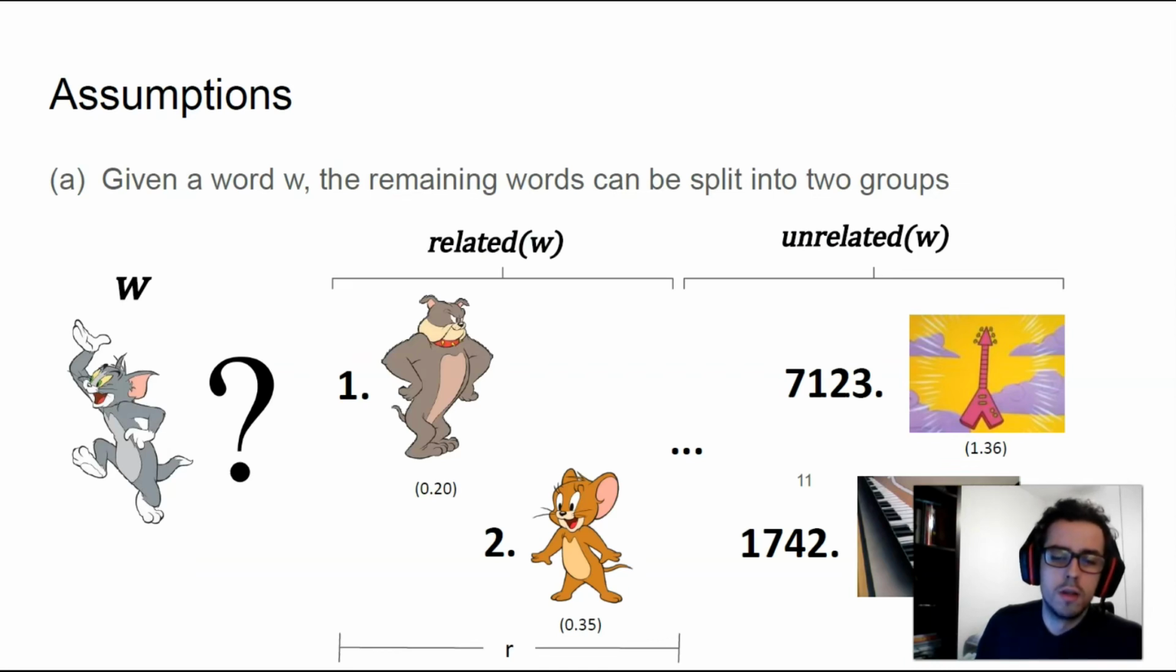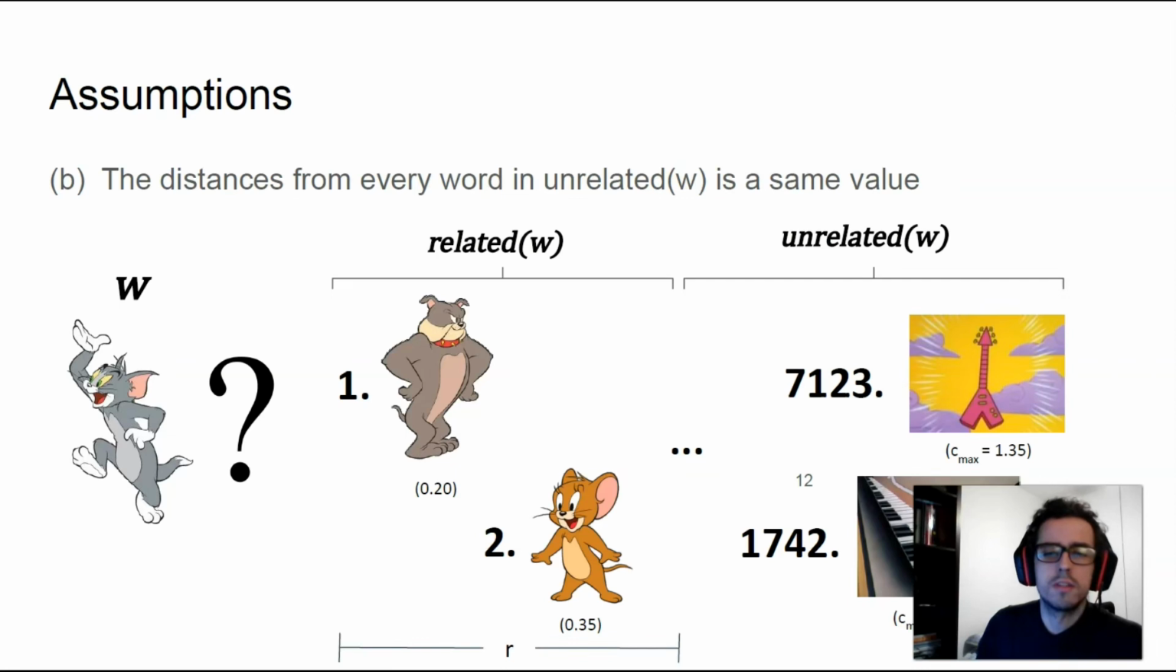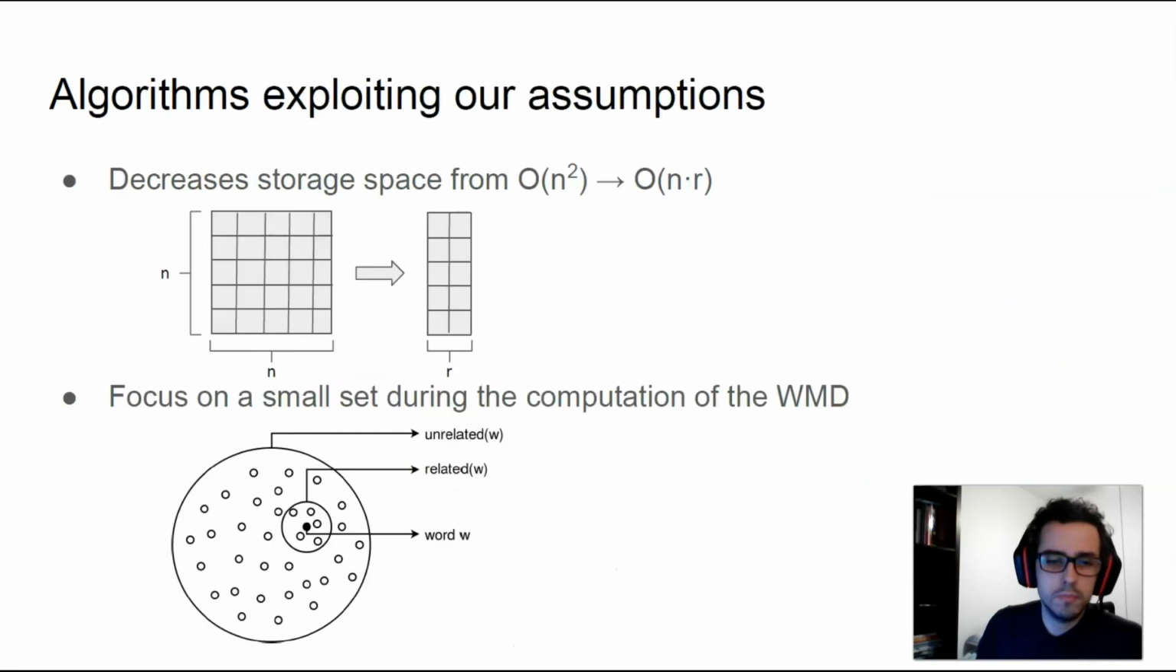The first one is the related group, which consists of the R closest words to W, and the second one is the unrelated group, which consists of the remaining words. And the second assumption is that the distance from every word in the unrelated group to word W is the same large value, Cmax. By using these assumptions, we can have two main benefits.